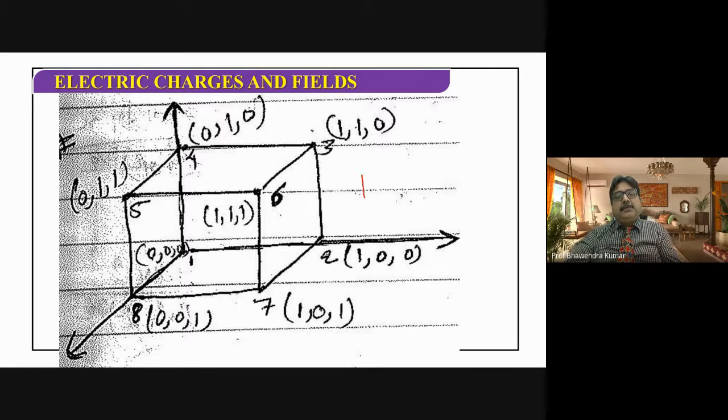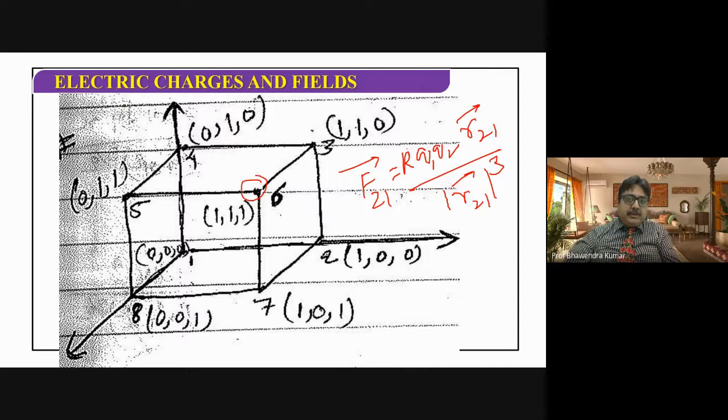Now what is the formula for force? F21 is given by K Q1 Q2 into R21 divided by the modulus of R21 raised to the power 3. If I focus on charge 6 and try to find F61, then it will be K Q1 into Q6, that is, both are equal. And R21 in this case will be R6 minus R1. R6 will be i plus j plus k.